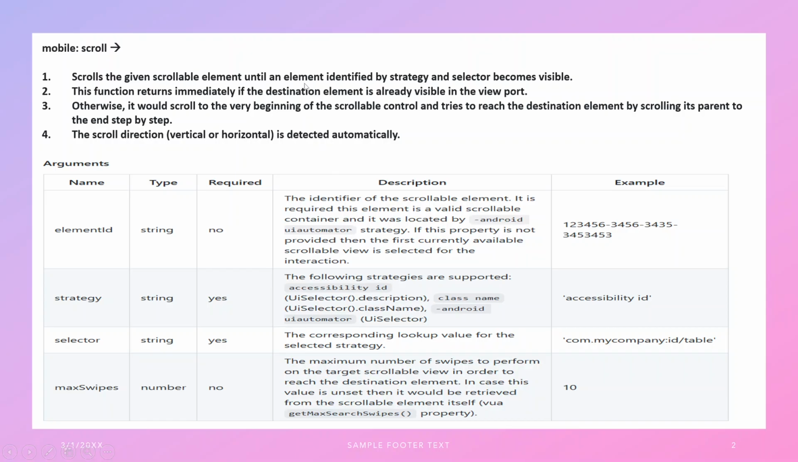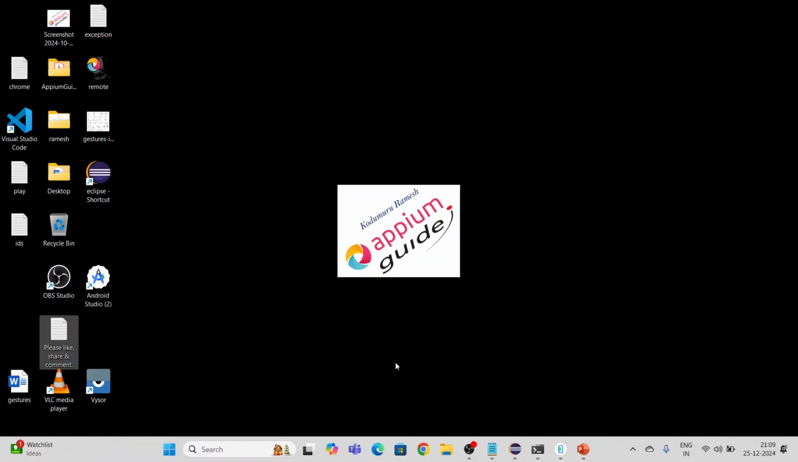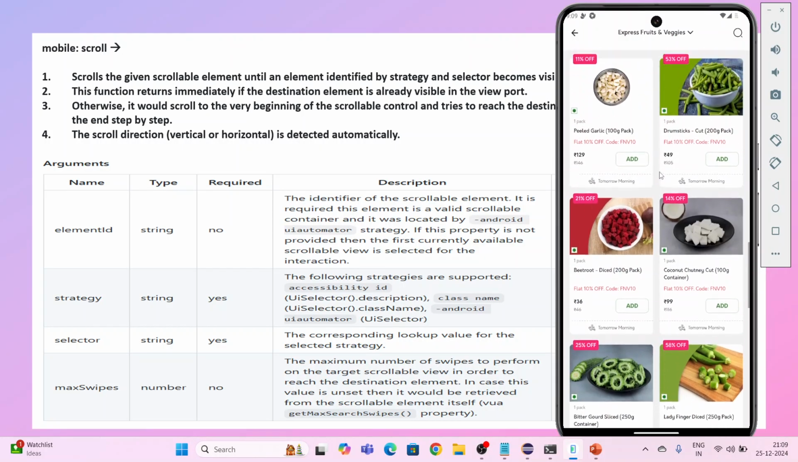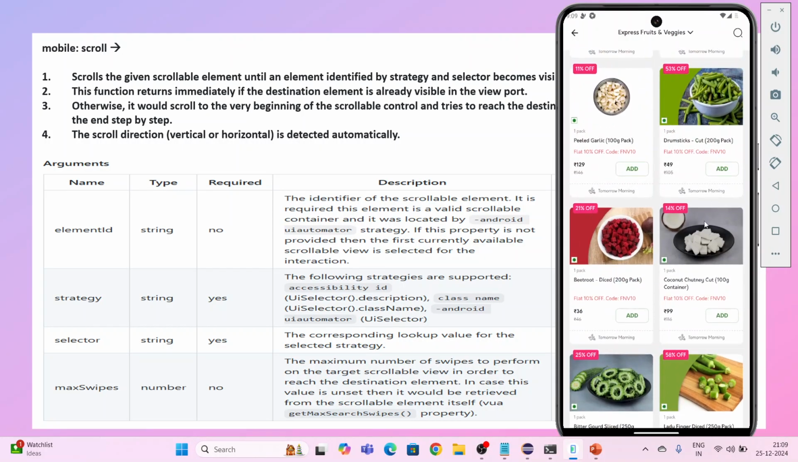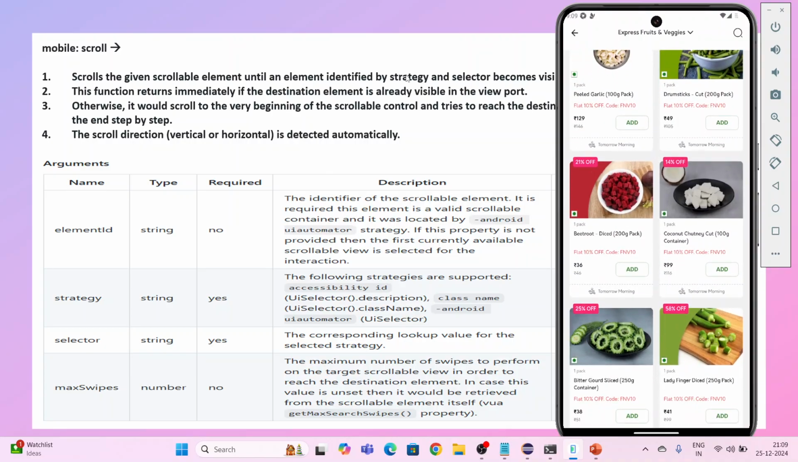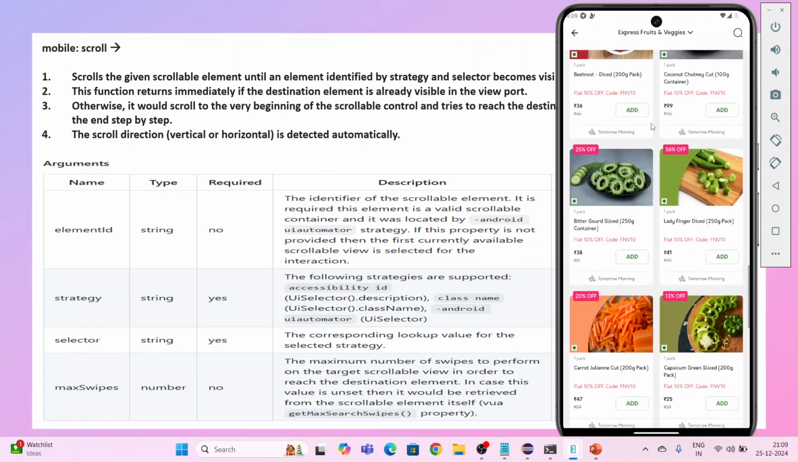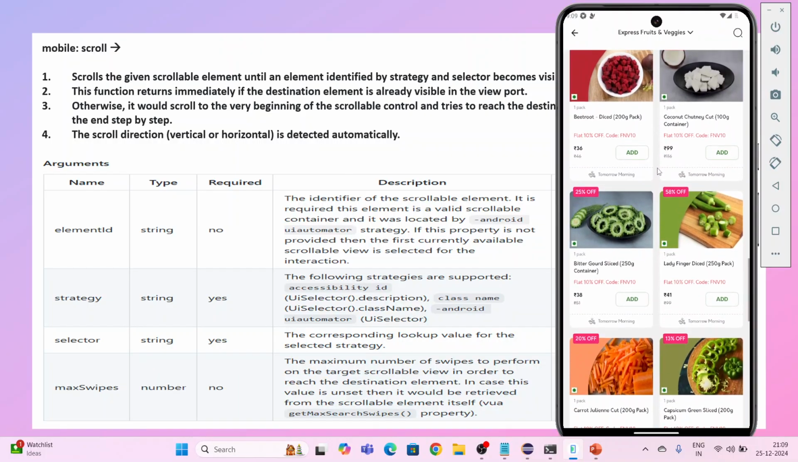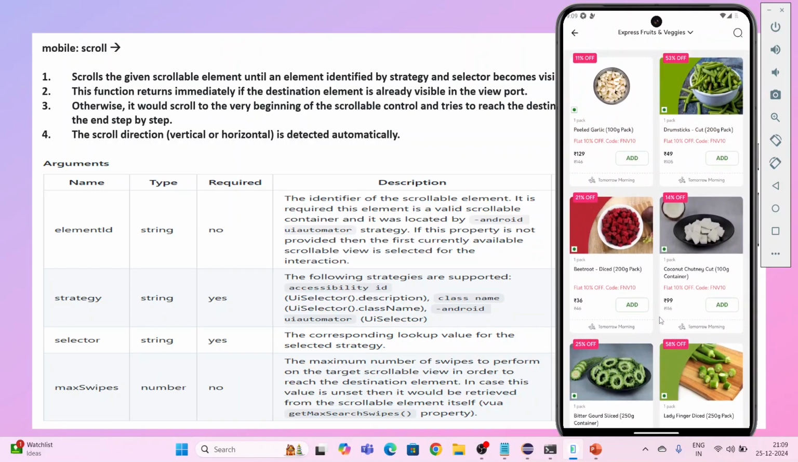until an element identified by the strategy and the selector becomes visible. What it means is, suppose this is the scrollable element, this contains a scrollable element. Based upon the strategy and selector, it will scroll to the particular element. That is the first one.